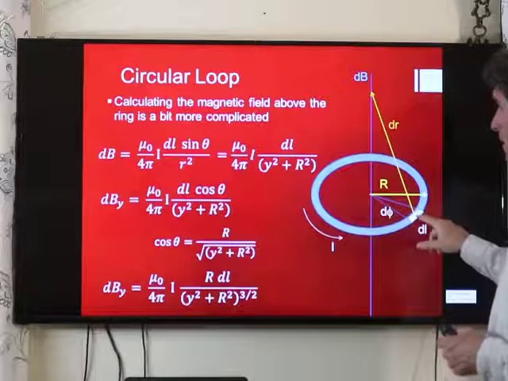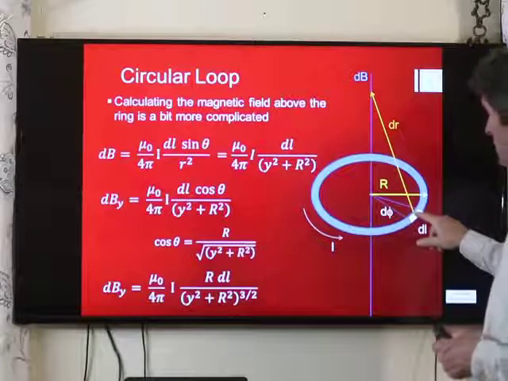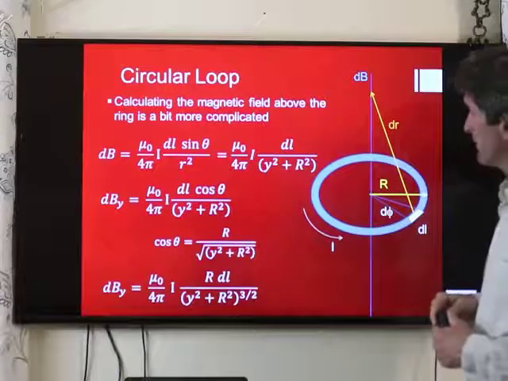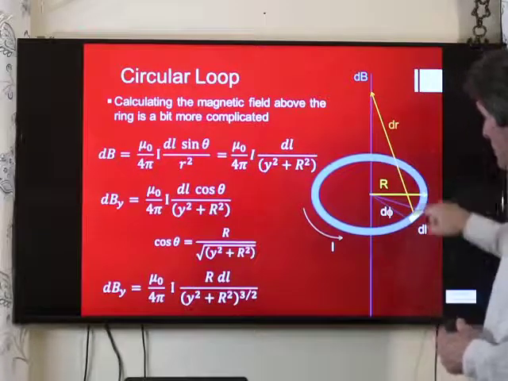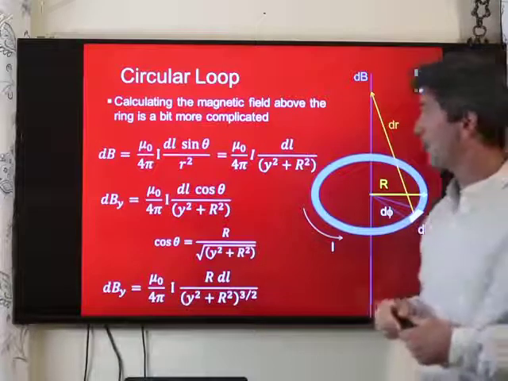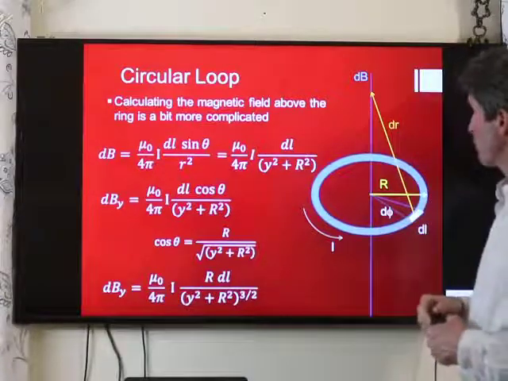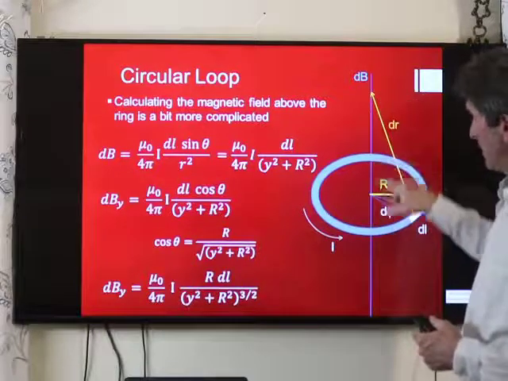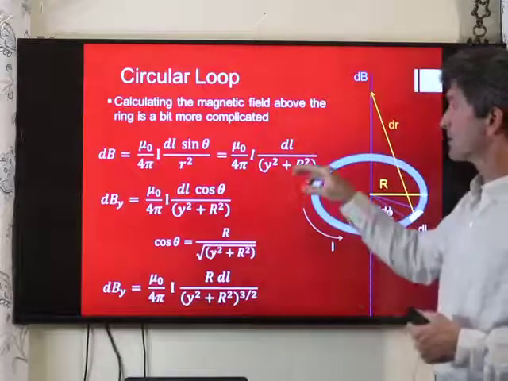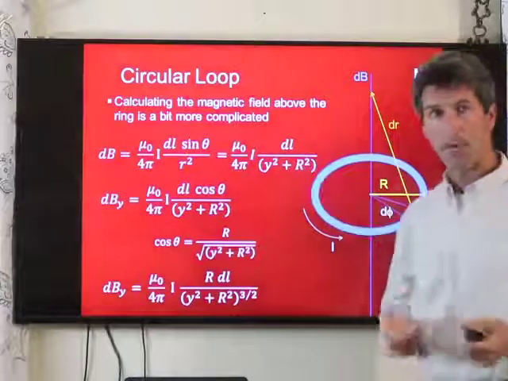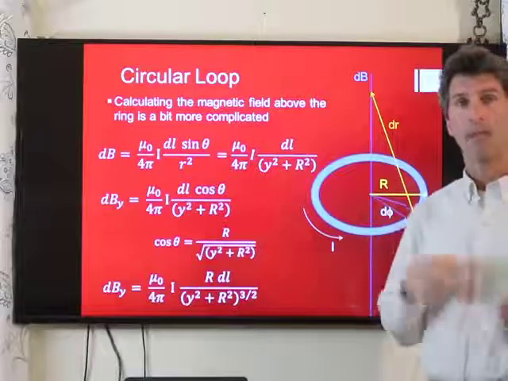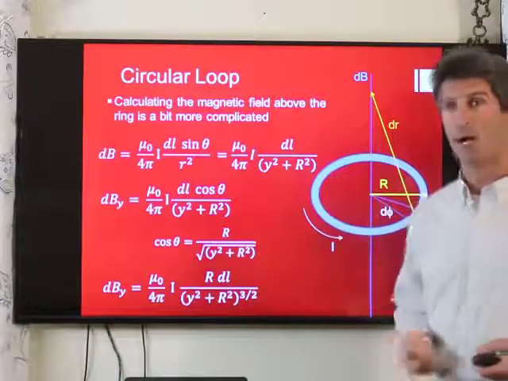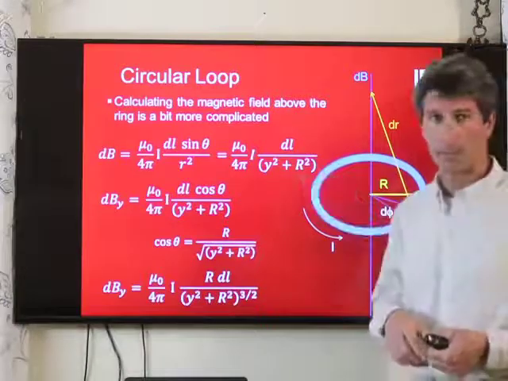Here, r squared represents the distance from dL to this infinitesimal amount of magnetic field. So this right here represents the hypotenuse. That should be r. So y is this distance right here, r is this distance right here. So to get r squared by the Pythagorean theorem, the hypotenuse squared is equal to the adjacent side squared plus the opposite side squared. And that's what we have right here.